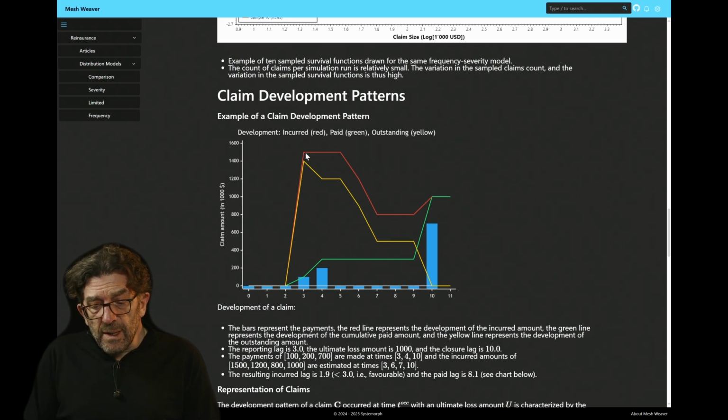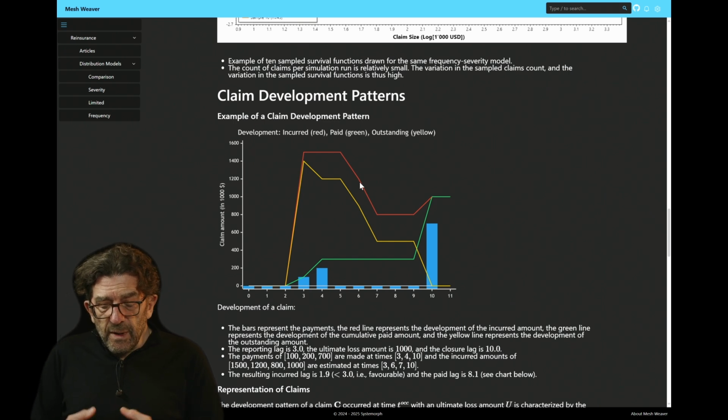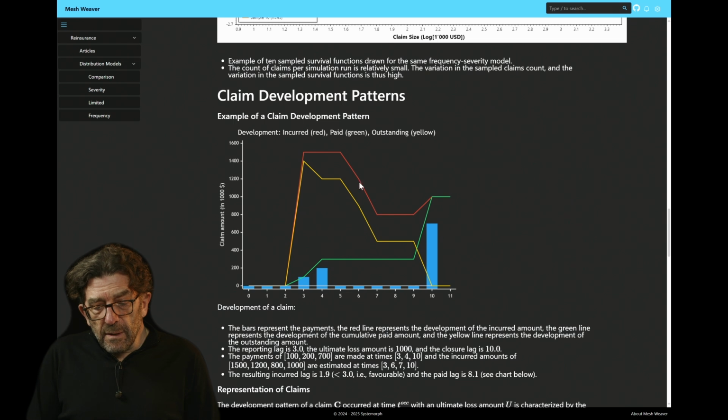What we also have here is the incurred amount. The initial estimate here is 1,500. Then in year 6, there is a new assessment of the claim, and the estimate for the ultimate is 1,200, so it went down. A year later, it goes down to 800. And then it stays there, and at the end, of course, it goes up to 1,000 because this is how the claim is settled.